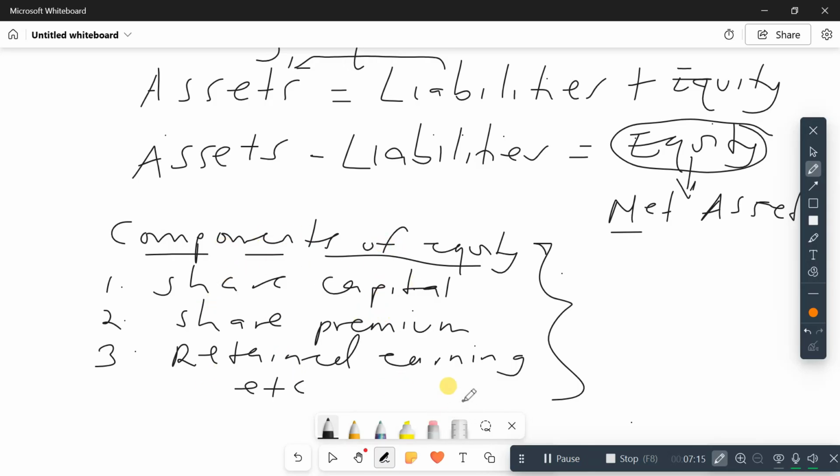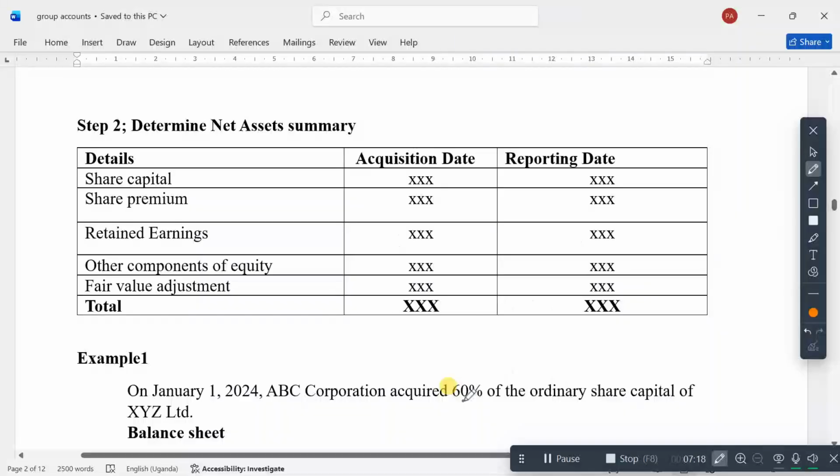You should always look for such. For example, here, if you are to look at this, we have our share capital. This is share capital. We can use this. We have share capital. You would have to put under acquisition date and reporting date, unless they have told you otherwise. But in most cases, the share capital on reporting date will be the same share capital at acquisition date.